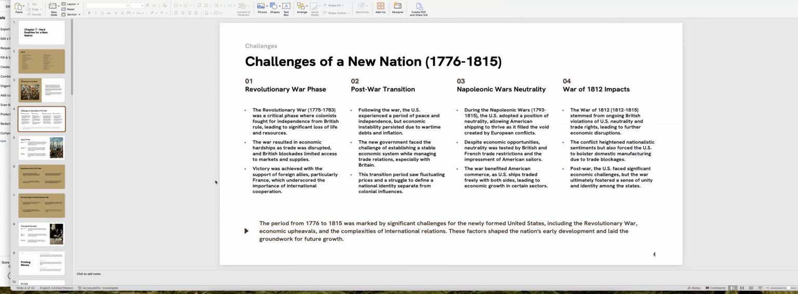We have 4 time periods that we're dealing with here. First, we're not a country yet in the beginning. So in the Revolutionary War phase, 1775 to 1783, we're fighting this war. Then, once we win the war, well, 1775, you've got minor skirmishes leading up to the Declaration of Independence.